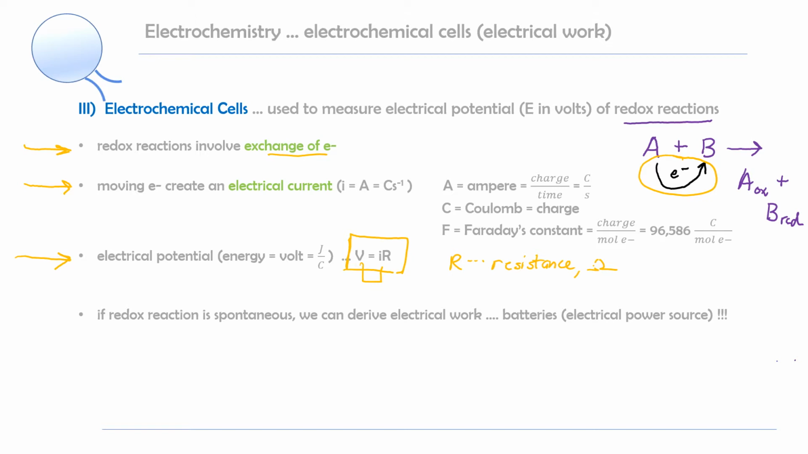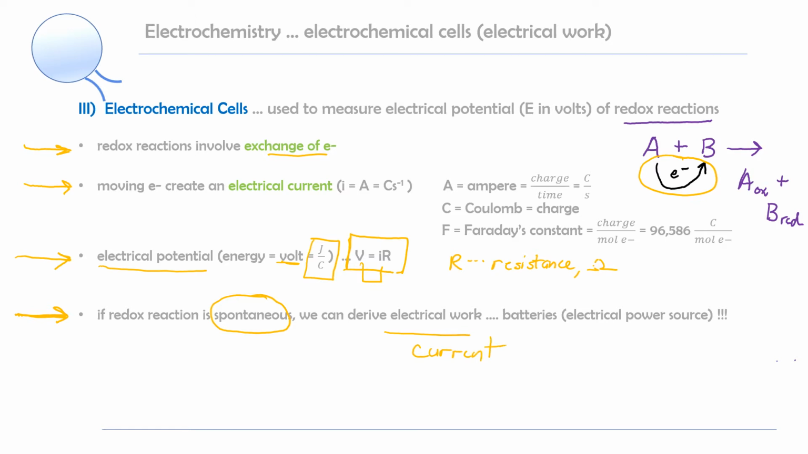So volts is a measure of electrical potential. This is one of our forms of energy that is involved with chemical processes. And a volt, unit-wise, is a joule divided by a coulomb. So what is an electrochemical cell? Well, this is a device we're going to use to measure the electrical potential that occurs when the redox reaction happens. And another critical thing to know is if our redox process, here's the magical word, is spontaneous, then we can derive useful electrical work, an electrical current, out of that redox reaction.